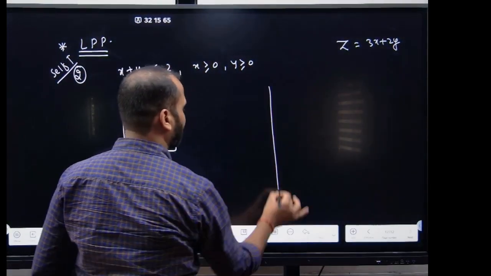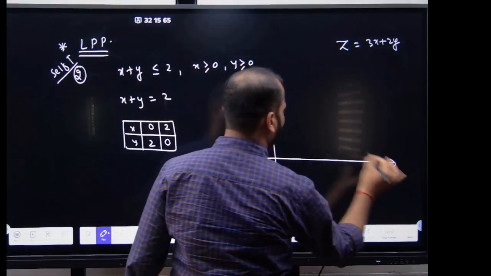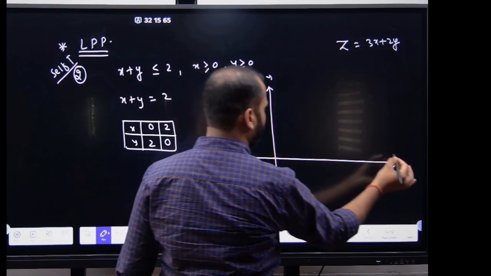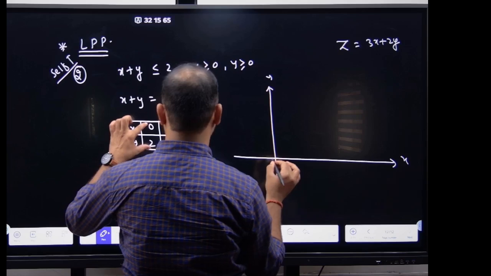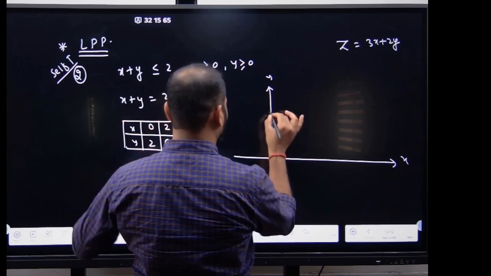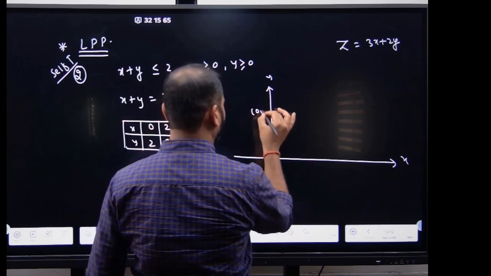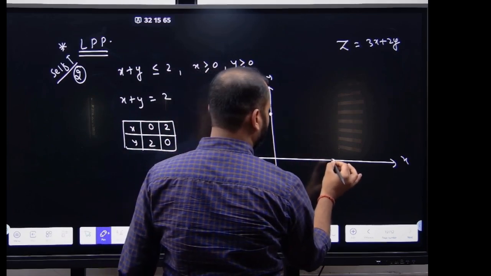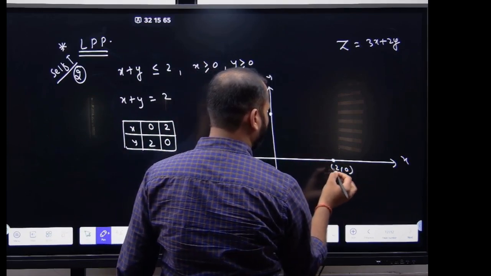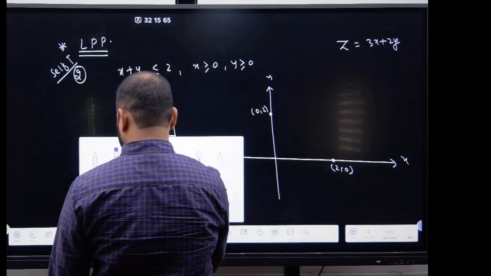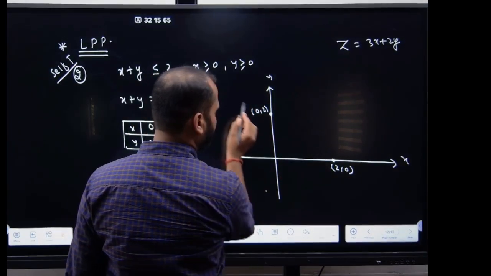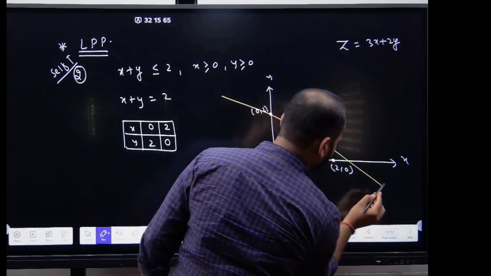Now I will draw both the lines. This is the y axis, this is the x axis. Where is the point? First point is 0, 2. So this is that 0, 2. And this point is 2, 0. I will join one line. Let me change the color of the line. Let it be, this is the line. Okay.